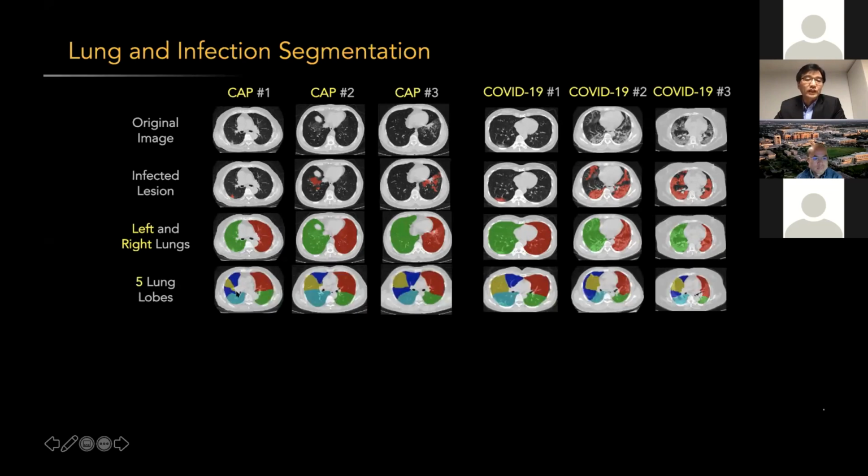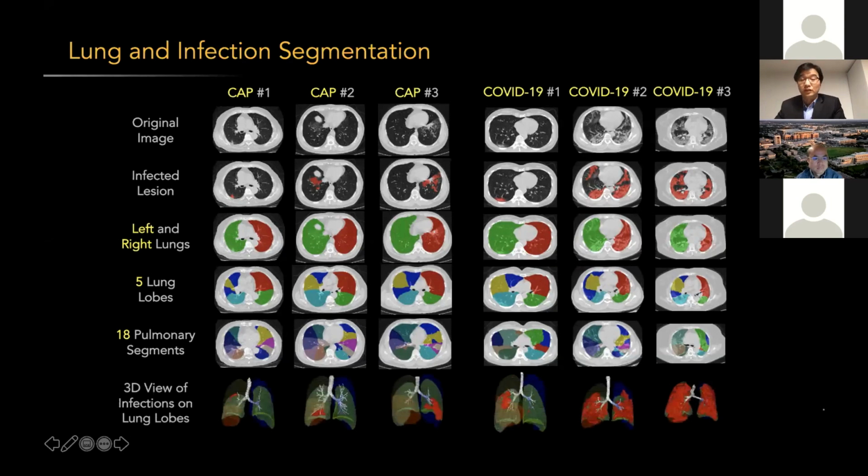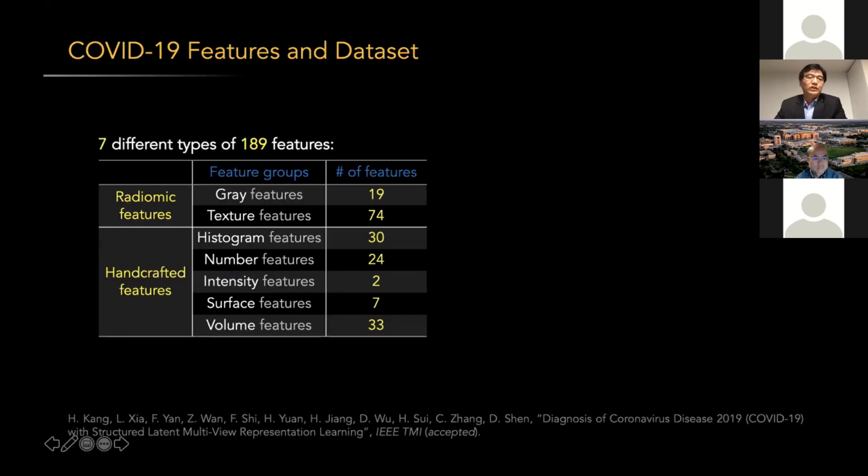And also we segment the left lung into 2 lobes and the right lung into 3 lobes for all these 6 subjects. And we also segment all this left and right lung into 18 segments for all these 6 subjects, as shown here. After all these segmentations, we can also see this kind of visualization for the segmented lung as well as the infection here. You have less infection for the CAP subject, and you have more and more infection for the COVID-19, as I mentioned before.